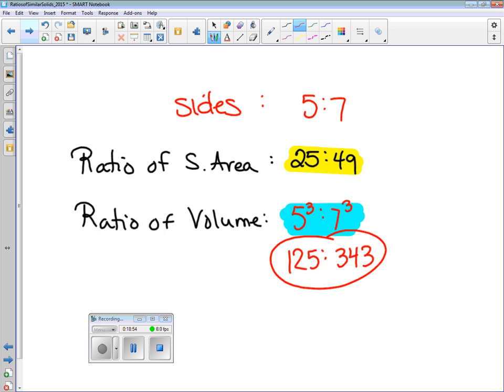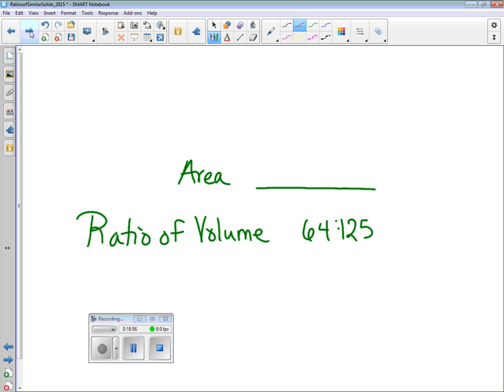What if I give you the ratio of the volume and I want you to find the ratio of the areas? Could you do that? No matter what, I need which one? The first one, the original, which is the ratio of the sides, right? So I don't have that here. So how do I find the ratio of the sides here?